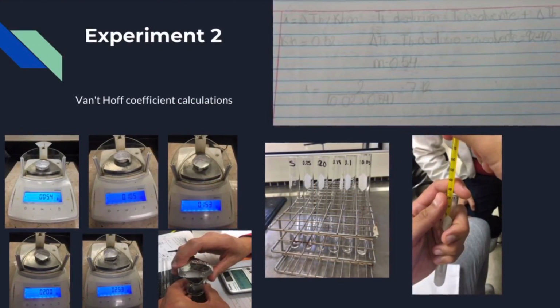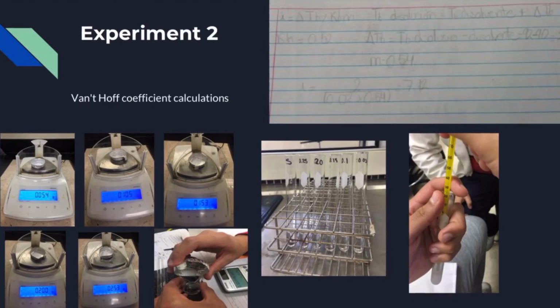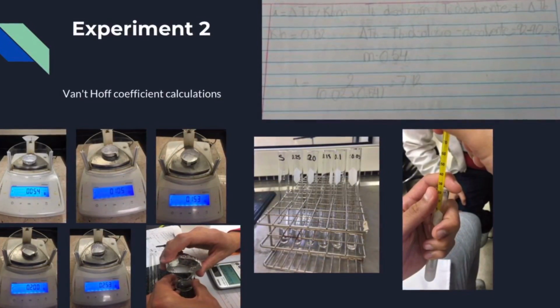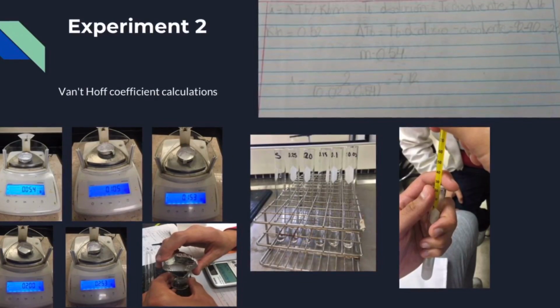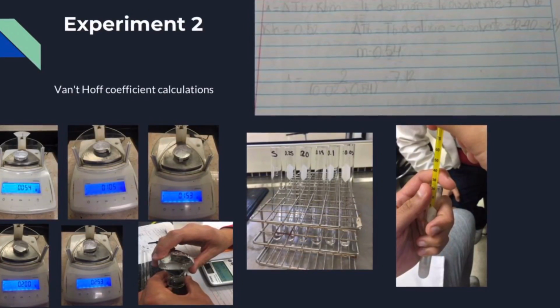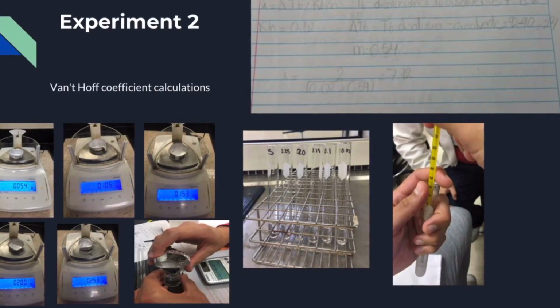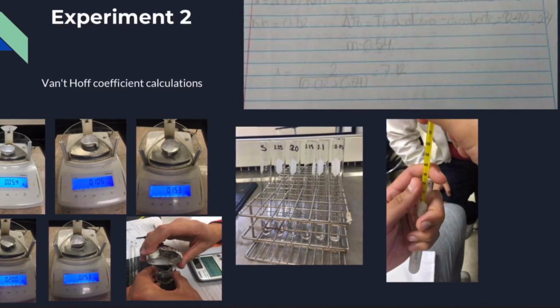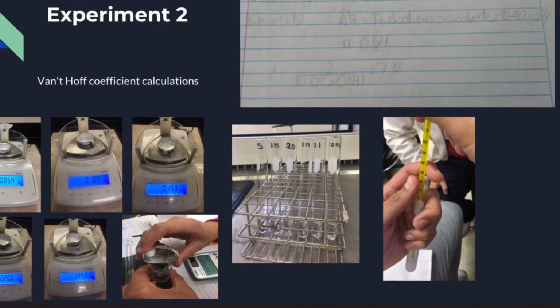The second experiment was about determining the Van't Hoff coefficient. First, we had to determine the boiling point of a molal solution given to us by the teacher. Then, with the boiling point obtained, we determined the Van't Hoff coefficient of the substance.